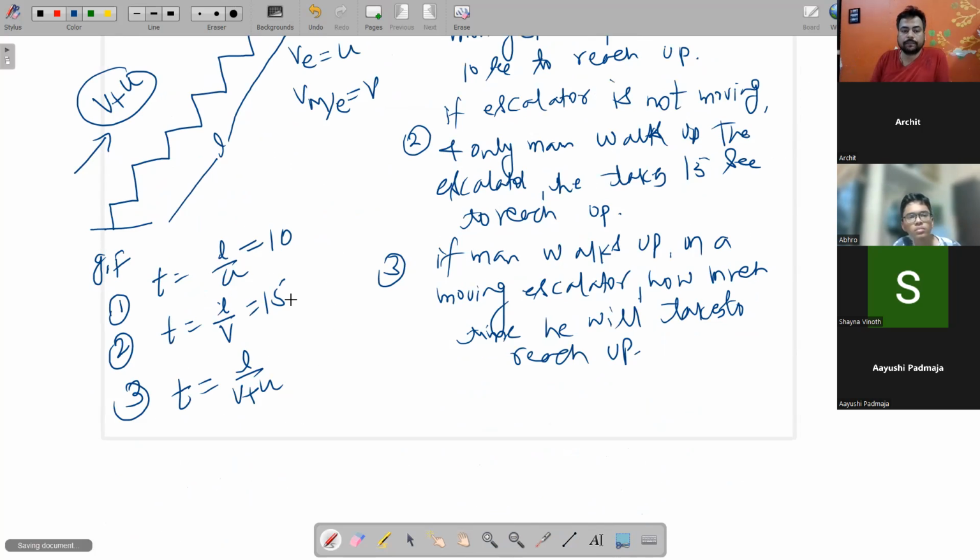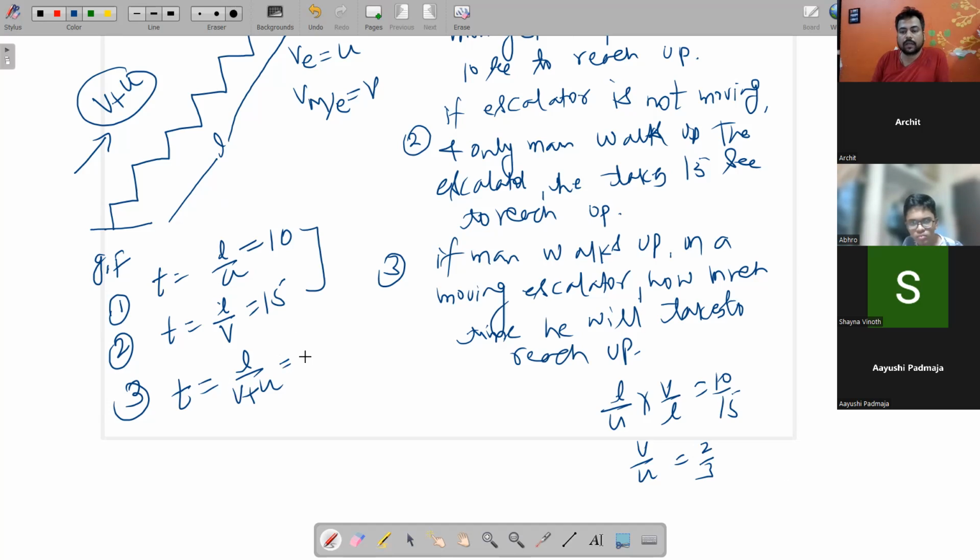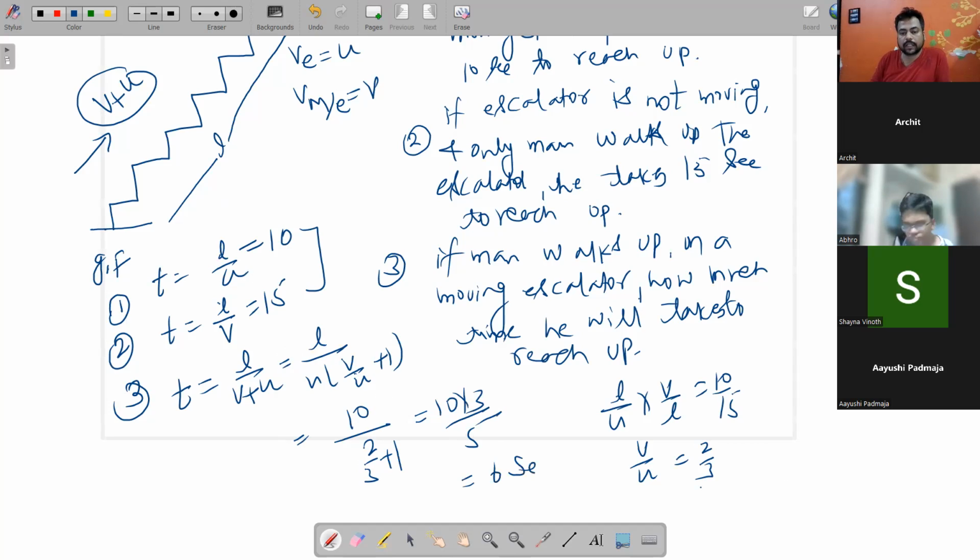Now just divide these two things. So L by u into v by L, that is 10 by 15. So v by u is 2 by 3. If you take u common, L by u into v upon u plus 1. This L by u is 10, and v by u is 2 by 3, plus 1. So 10 into 3 upon 5, that is 6 seconds it will take.